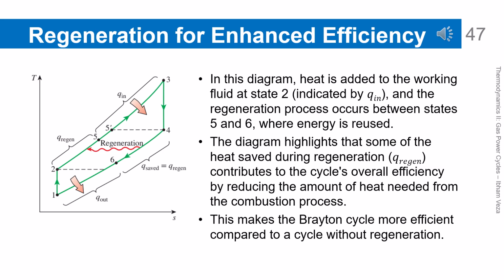Regeneration in Brayton cycle for enhanced efficiency. This diagram shows that part of the heat that would otherwise be rejected can be stored and reused. The regeneration process reduces the required heat input from combustion. The recovered heat is usually denoted as Q-regen in plain text form. With regeneration, the net work area in the diagram becomes larger. This explains why the Brayton cycle with regeneration is more efficient than the one without regeneration.